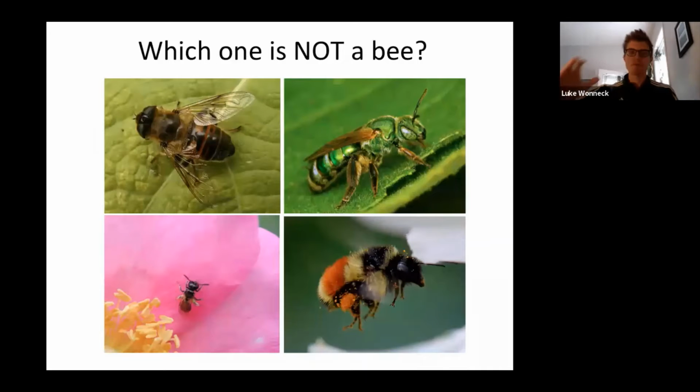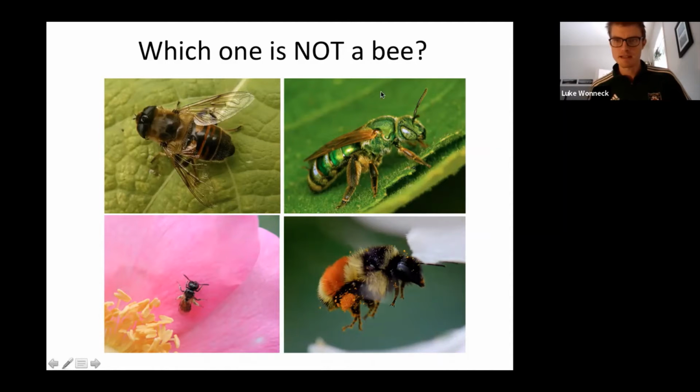Before going on, I'm talking about bees here, so a lot of different species. I just want you to think to yourselves as you're watching this: which one of these is not a bee? Because bees can look different. Think to yourself, you don't have to answer now, but we'll come back to it in a second. Which one do you think is not a bee? Is it this one? This one? This one? Or this one? Just keep your answer in your mind, and we'll go to the next slide.